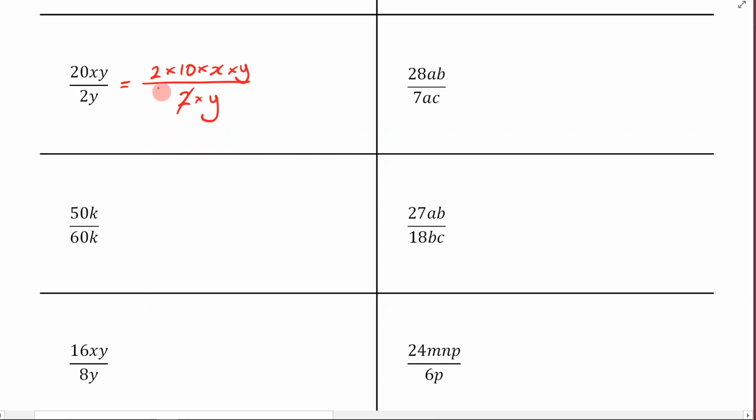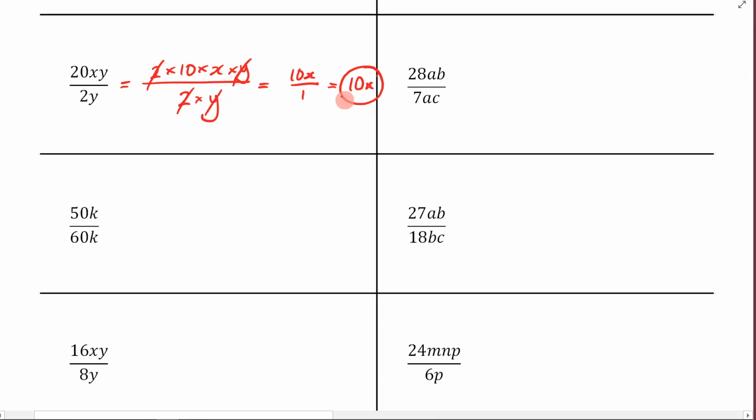So that means this 2 will cancel off with this 2 and this y with this y, which means I'm going to be left with just 10x on the top over, now when I have nothing left in my denominator, I know there's just going to be a 1 there. So that means my answer is going to be 10x. 10x, I'm going to give that a circle.